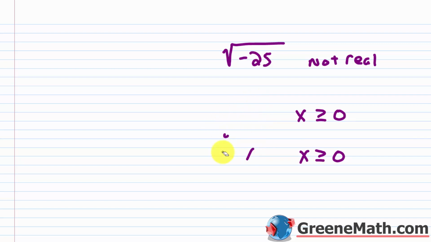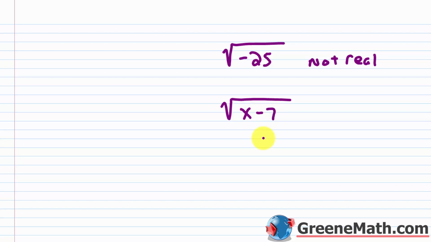Now, if you get something more complex, let's say you had the square root of something like x minus 7. Well, here, you need to make sure that this radicand ends up as a non-negative value. So what you do is you take your expression and you set it as greater than or equal to 0. This is going to give you any domain restrictions that you would have. You're going to find the allowable values for x by doing this.